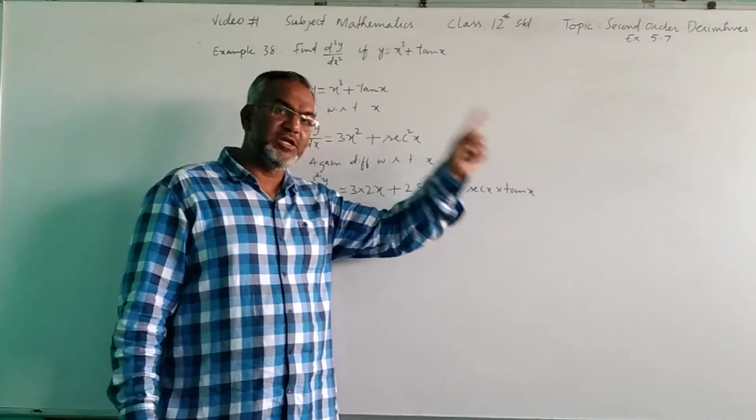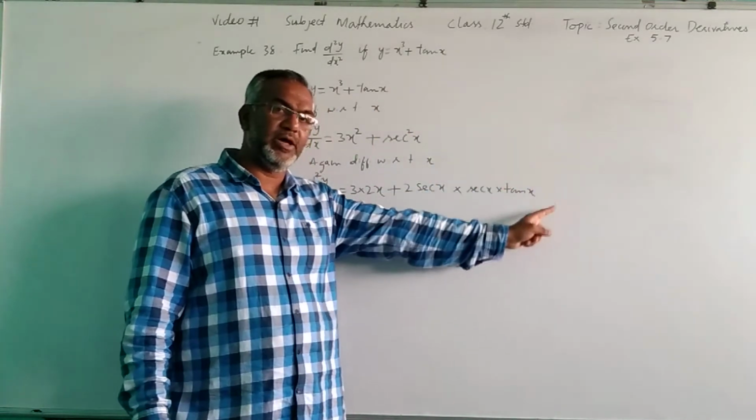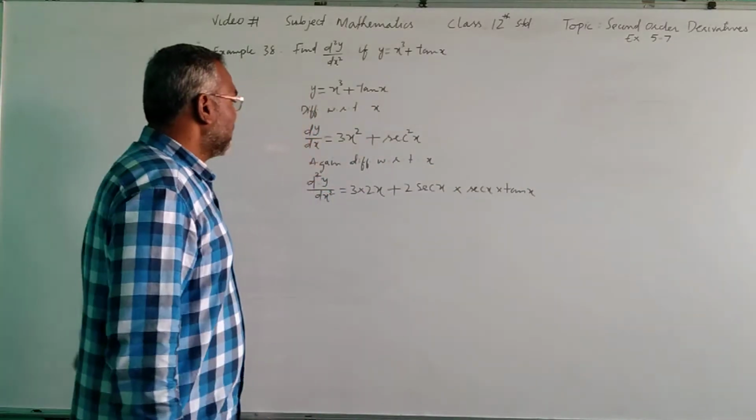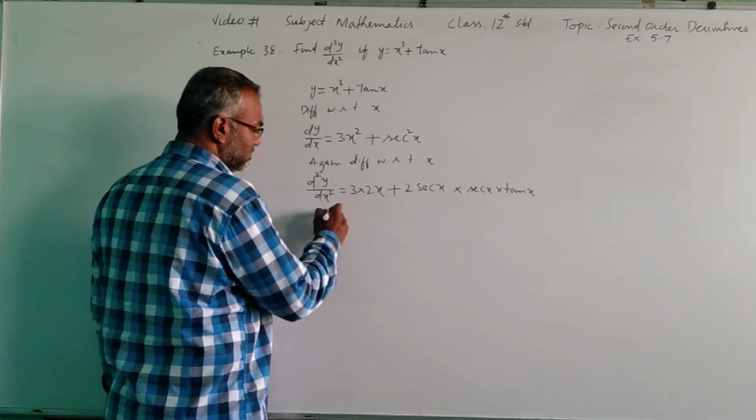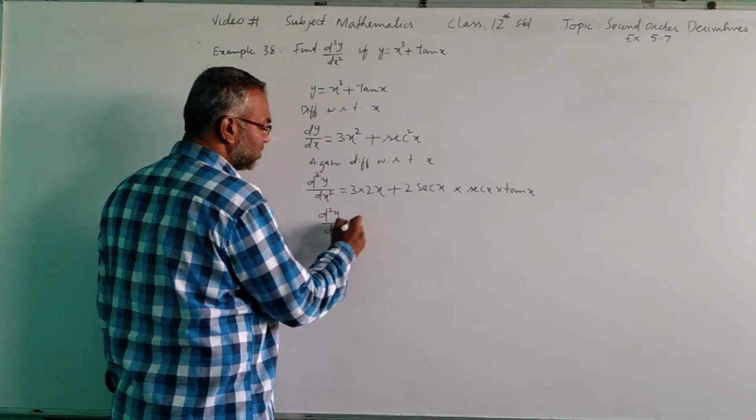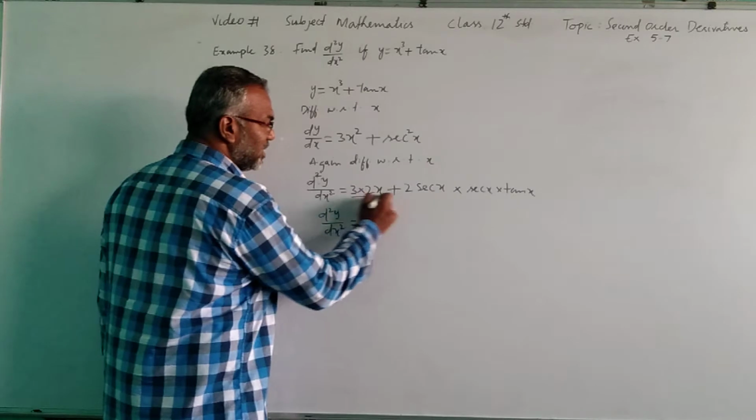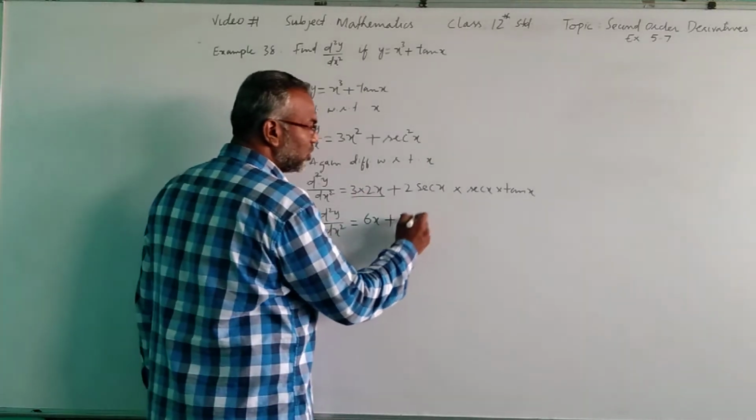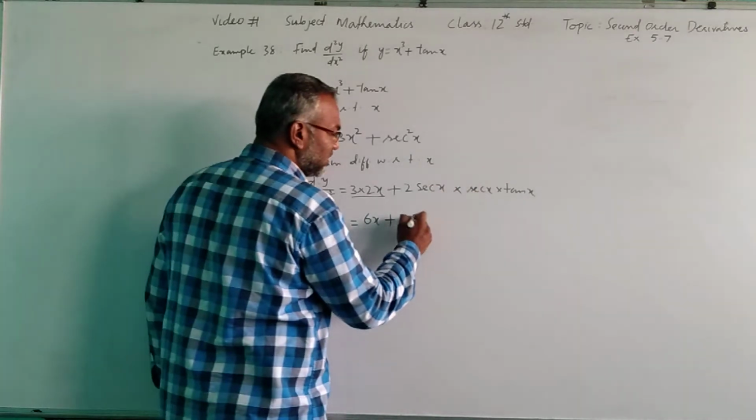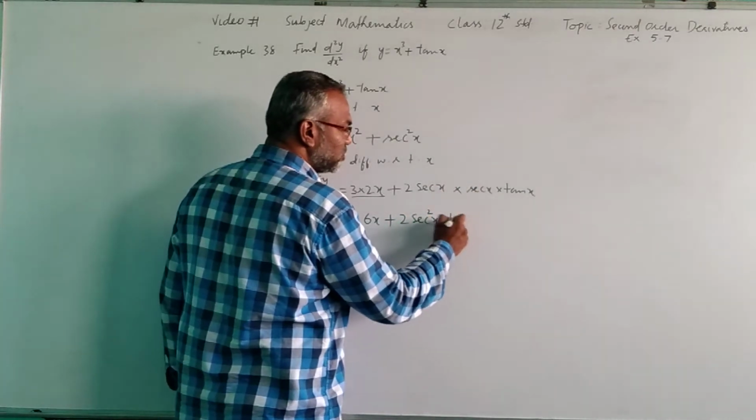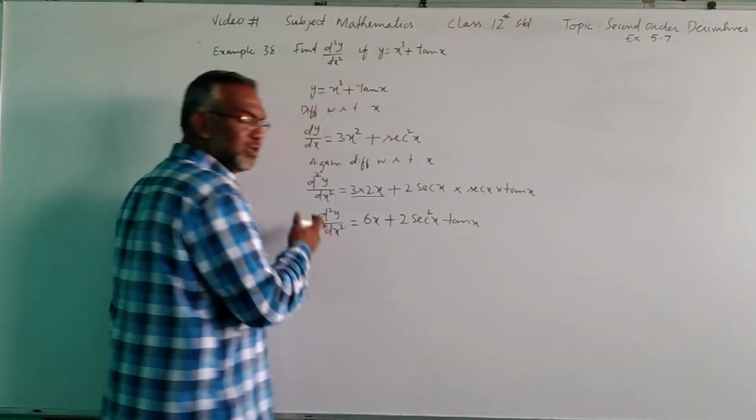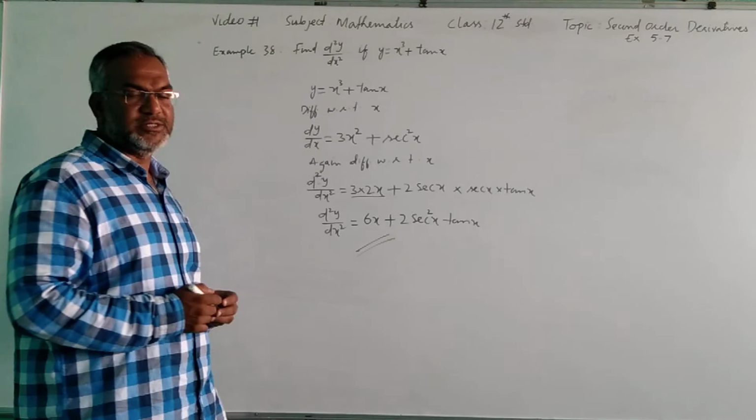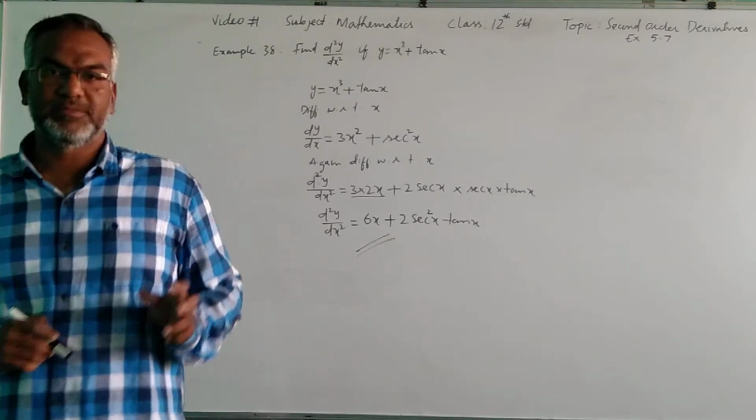See the formula list in the first video of second order derivative. Before starting I wrote the list, right? Okay. Now simplify, that's it. D square y by dx square, second order derivative, will be, this becomes 6x, right? 6x plus this will be 2 constant, sec x into sec x becomes sec square x into tan x as it is. No more simplification is possible. So this is the answer. Let's see the next problem.